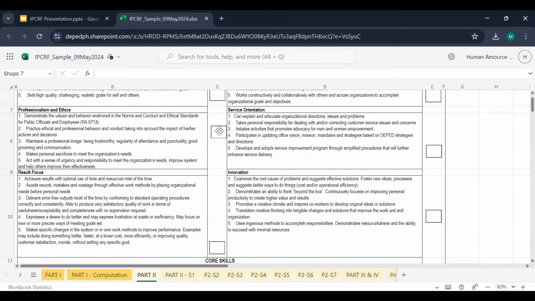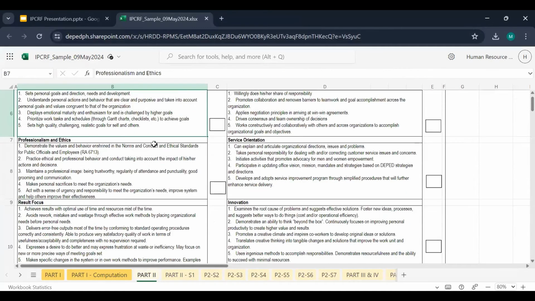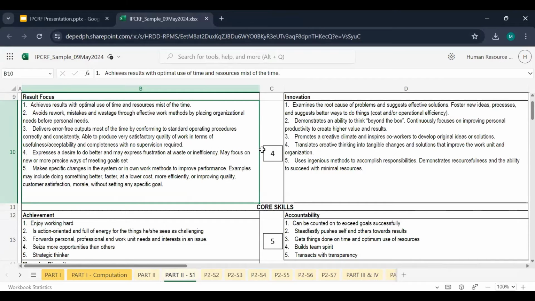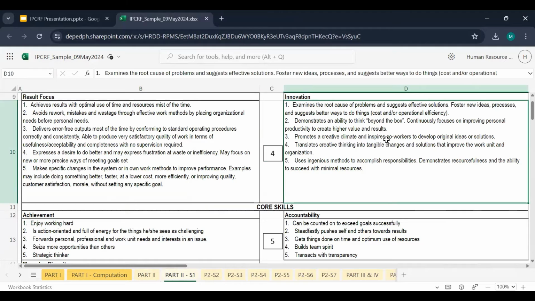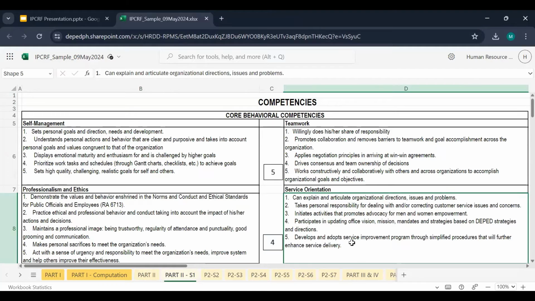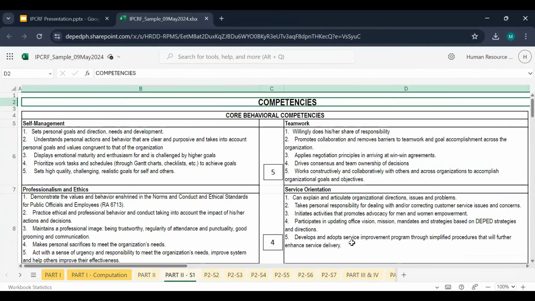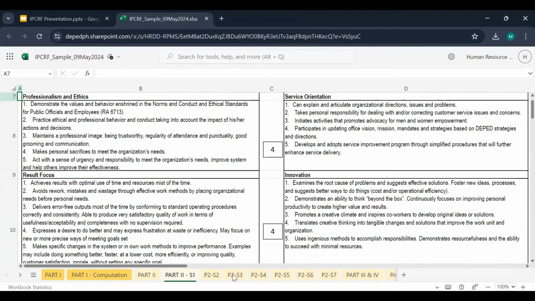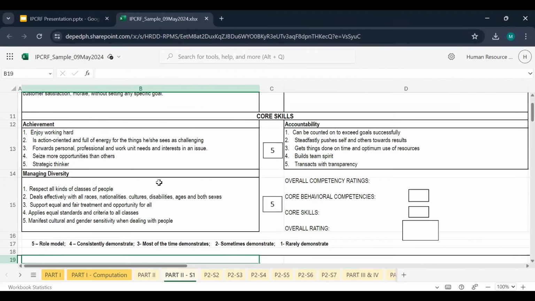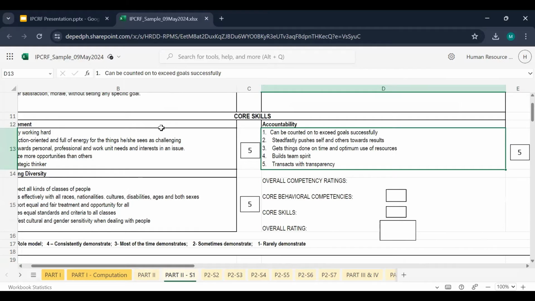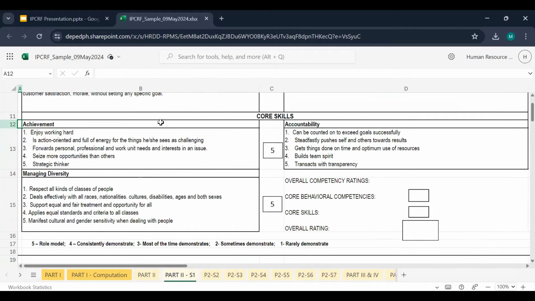So for example, under Self-management, the rating is 4, while under Self-management, the rating is 5. Professionalism and ethics is 4. Teamwork 4. Service orientation 5. And 4 for result focus. While under core skills, the ratings obtained are 5 among all core skills.